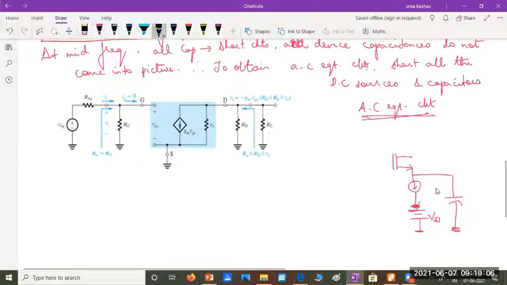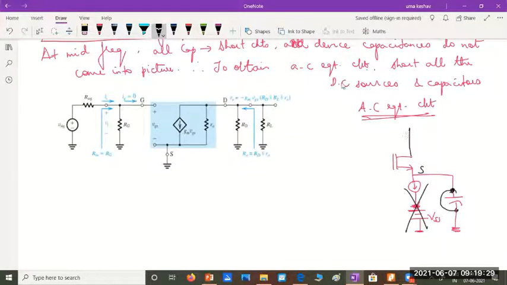Short circuit. It should be replaced with a short circuit. So if I have a short circuit across these elements, it will not have any effect on the behavior of the circuit. So in effect, the source will be shorted to the ground. That is the lower part of the circuit.